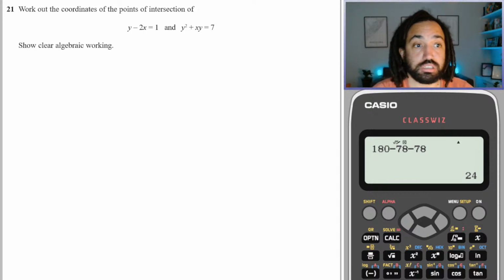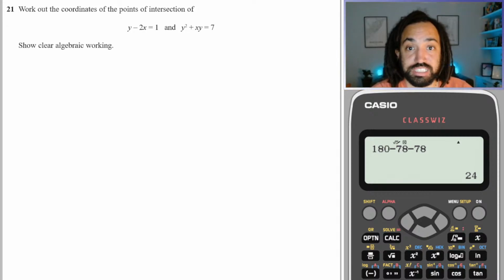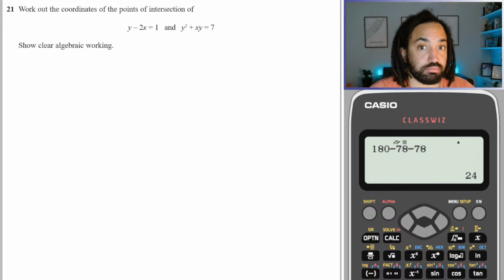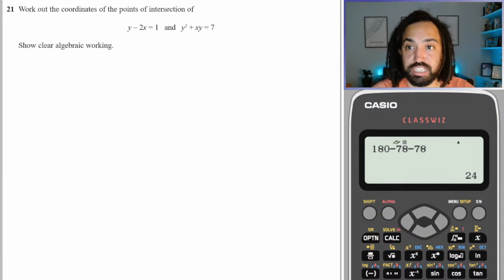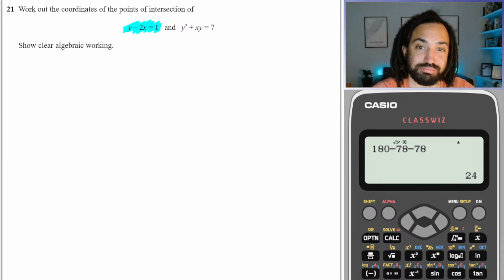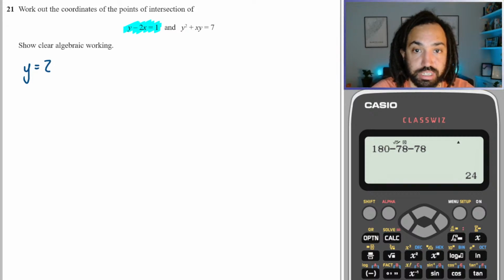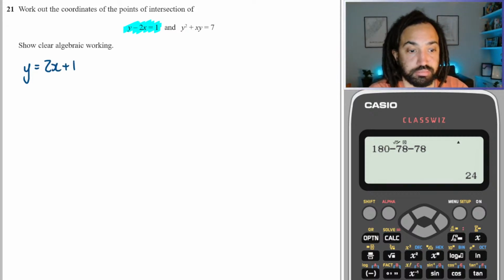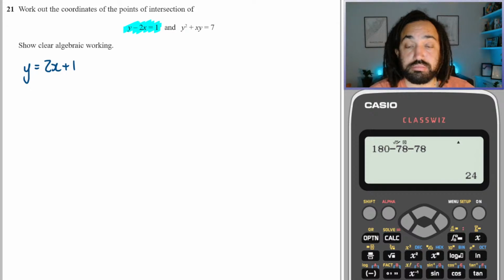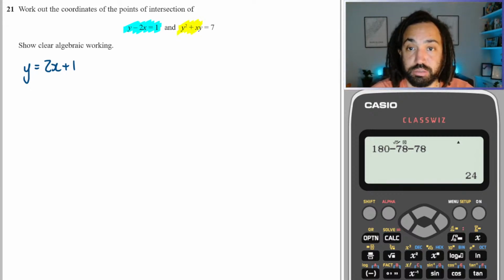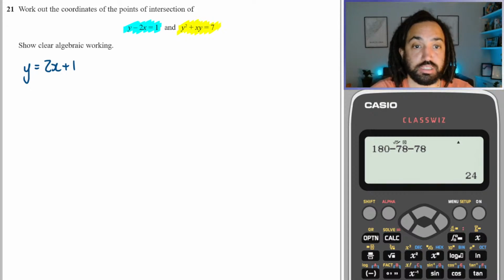Work out the coordinates of the points of intersection. Okay, so this is a quadratic simultaneous equation. So I'm going to take the linear equation, which is this one, and I'm going to make x or y the subject. But it's easier here to make y the subject. I just need to add 2x to both sides, like so. Okay, so next you just substitute into the second equation. So I'm going to sub into this equation. So I'm going to replace all the y's with 2x plus 1.